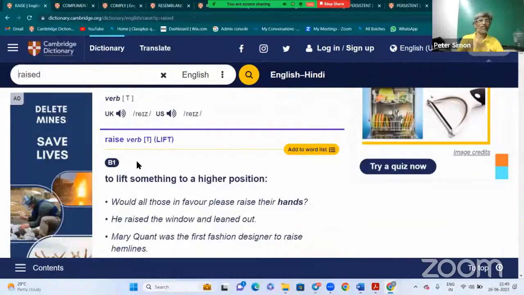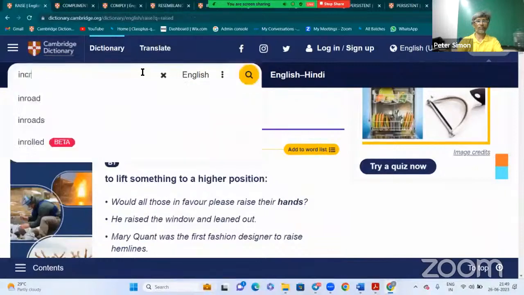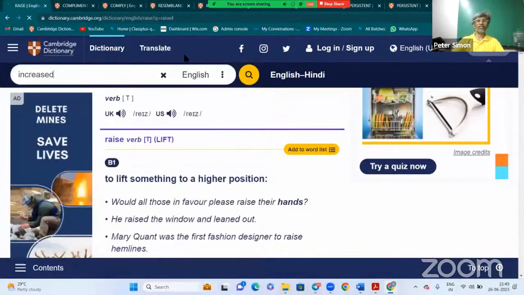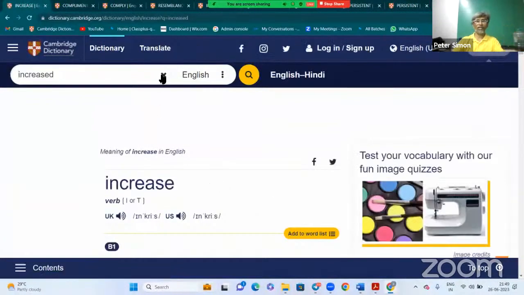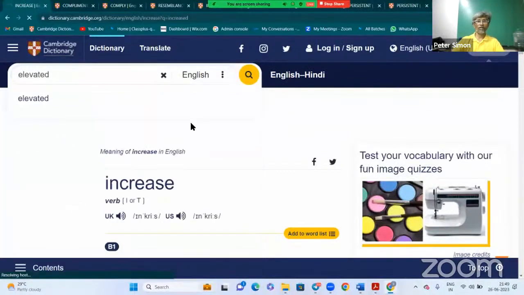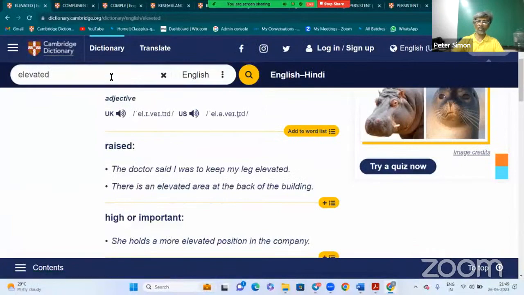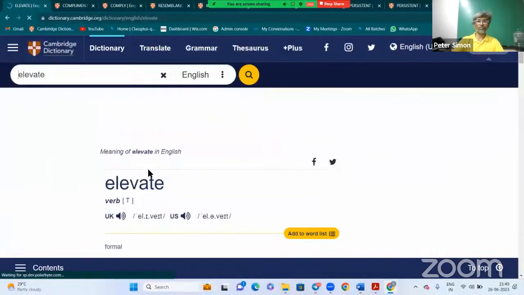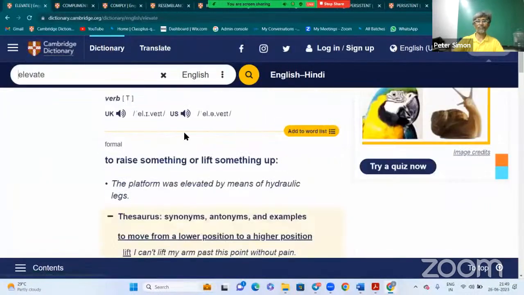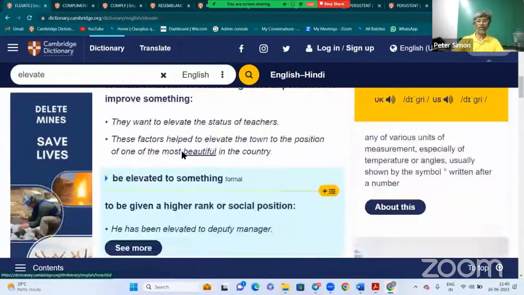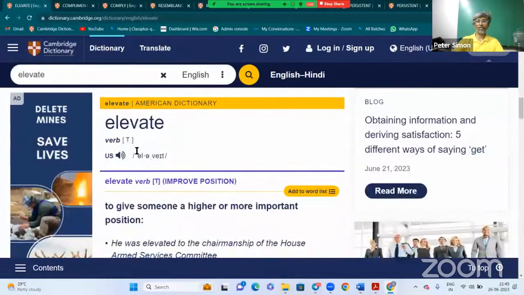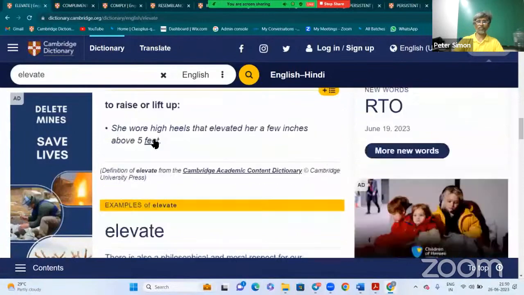Levels increased, levels raised. Raised is B1. Now let us see increased. Increased is B1. Now let us take elevated. Elevated means also raised. But what is the power of this? It's a formal word. Elevate is a formal word, a special word.